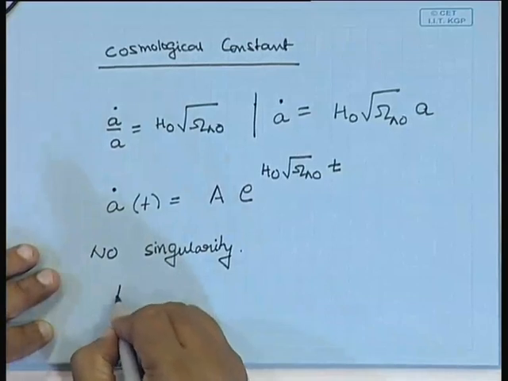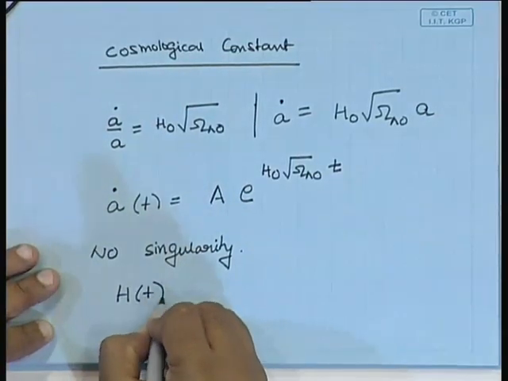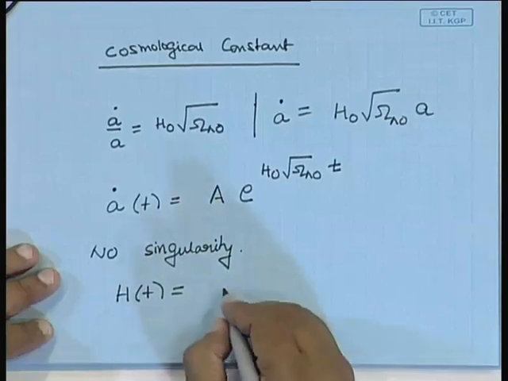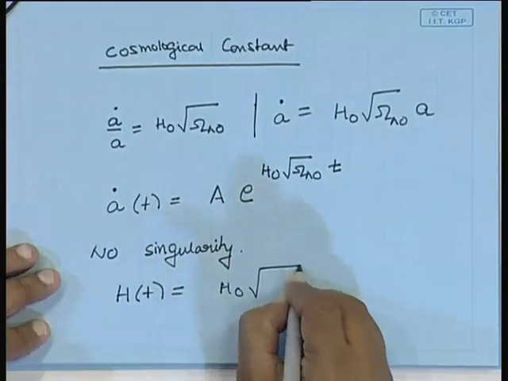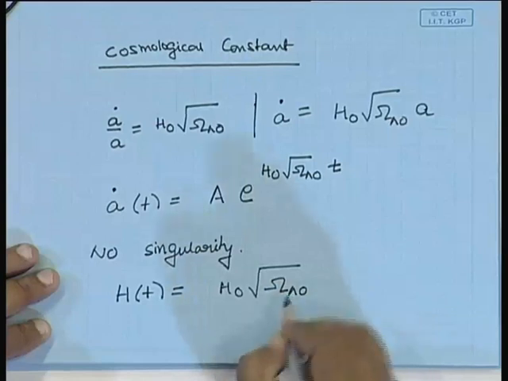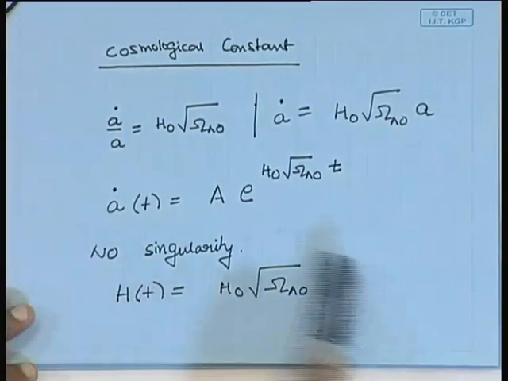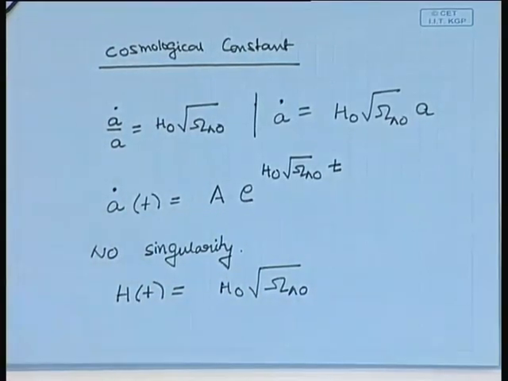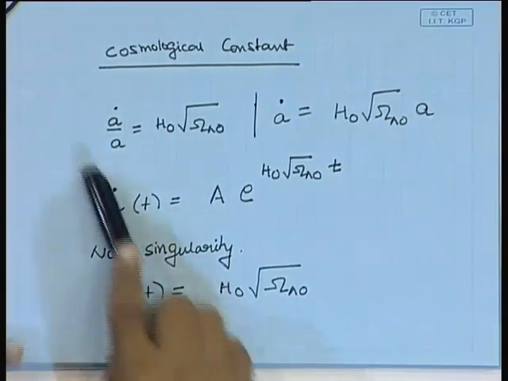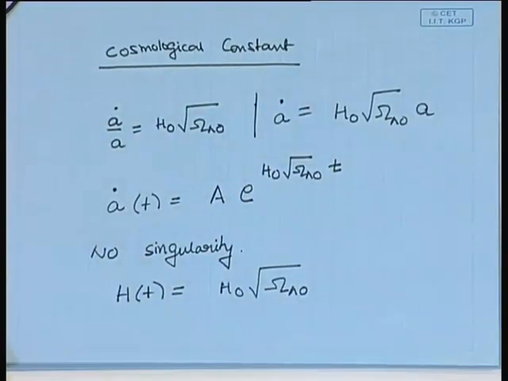The Hubble parameter A dot by A is independent of time, the universe expands at the same rate throughout. So, you cannot say from the Hubble parameter anything about when the universe was created or anything, because there is no singularity anyway. Okay, it just tells you the time scale of the expansion, that is all. It does not tell you any preferred time, does not tell you the age or anything. Okay. So, this is what happens when there is a cosmological constant.